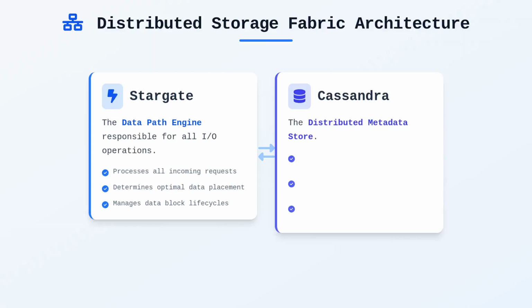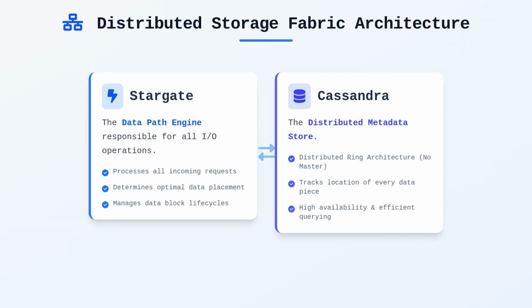Complementing this is Cassandra, the distributed metadata store that keeps track of where every piece of data resides across the entire cluster. Instead of relying on a single master node that could become a bottleneck, Cassandra uses a distributed ring architecture to ensure high availability and efficient querying of metadata.